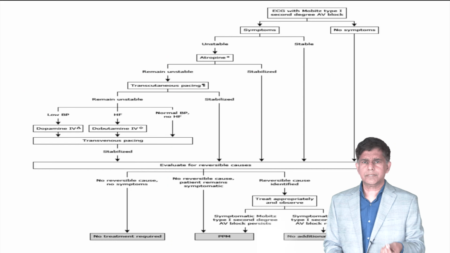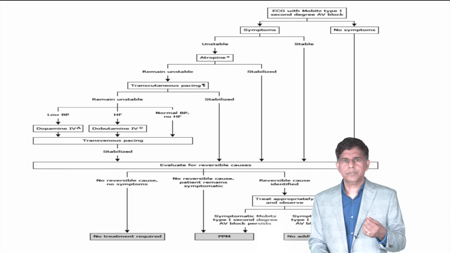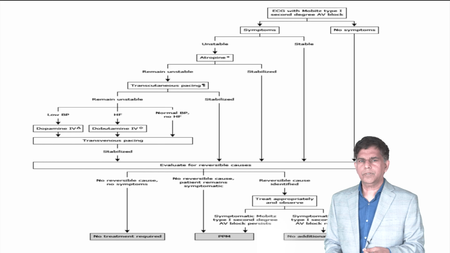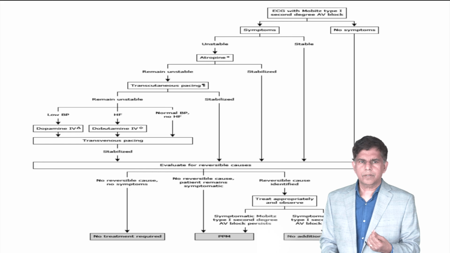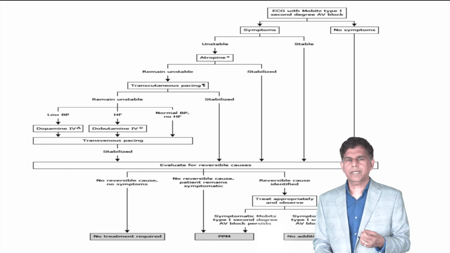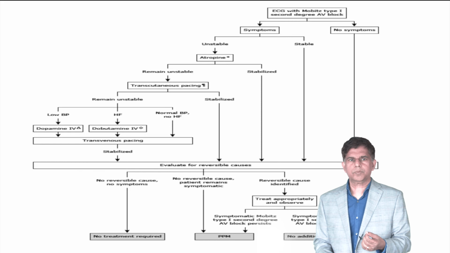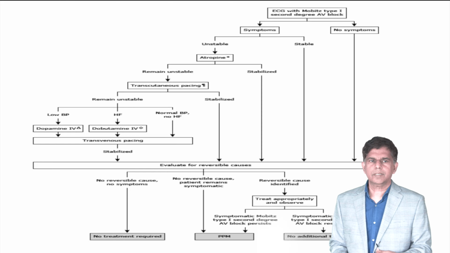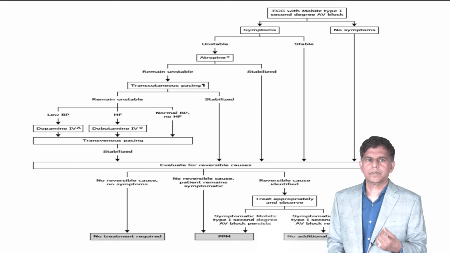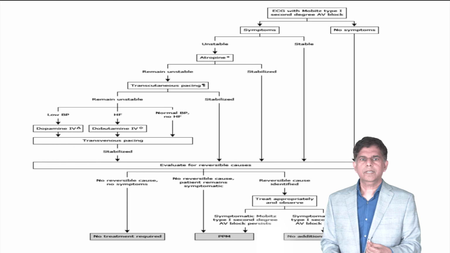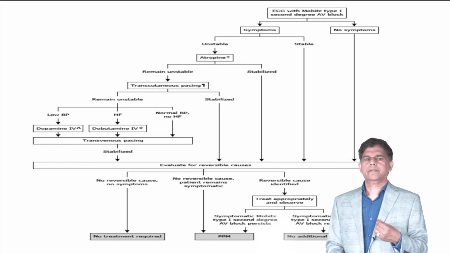So we have a nice diagram over here. If you diagnose, the EKG shows Mobitz type 1 second degree heart block. If no symptoms, you can just watch it. But if they're symptomatic and unstable, start with atropine, and if they remain unstable, you go to transcutaneous pacing. If they remain unstable, blood pressure dropping, you have to think about dopamine, and then transvenous pacing. And then, of course, you have to put the permanent pacemaker in.